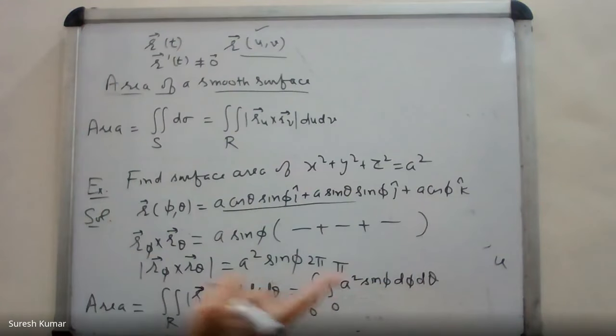Now it is a simple double integral in phi and theta. You should be able to solve it yourself. The final answer is 4 pi a square. As expected, you know the surface area of the sphere is 4 pi a square. It is verified in our solution. To solve this double integral, first integrate with respect to phi, then with respect to theta. You have already practiced a number of problems on double integrals, so you should be able to do it yourself. Fine.